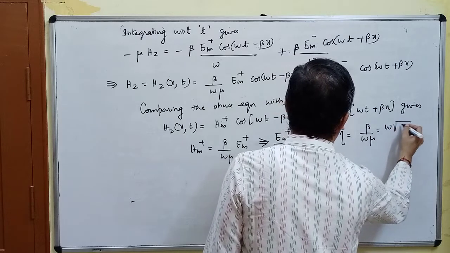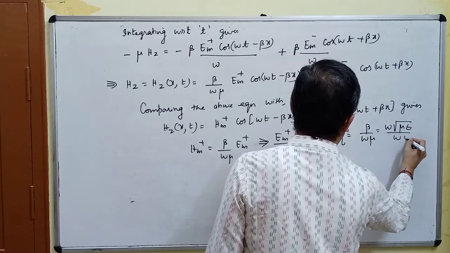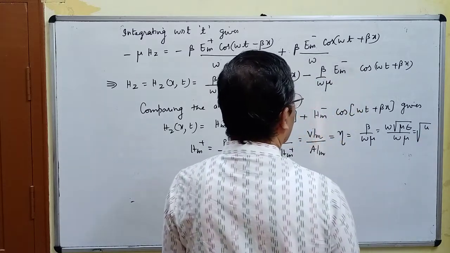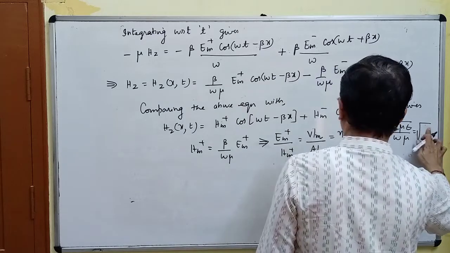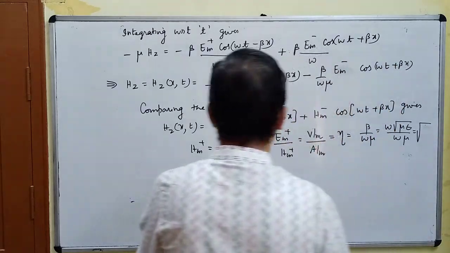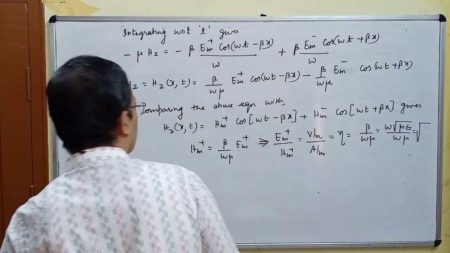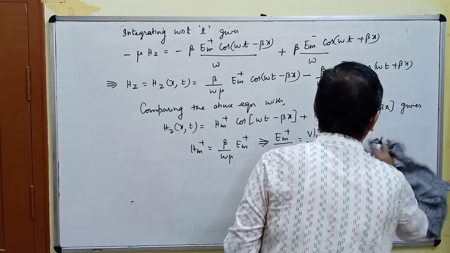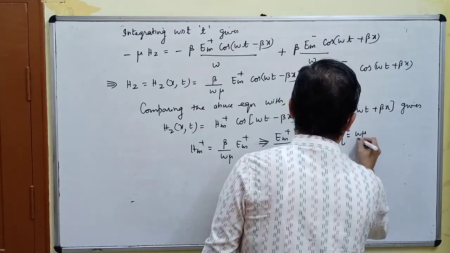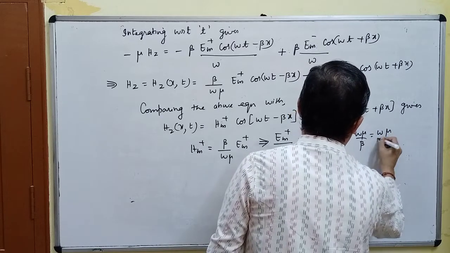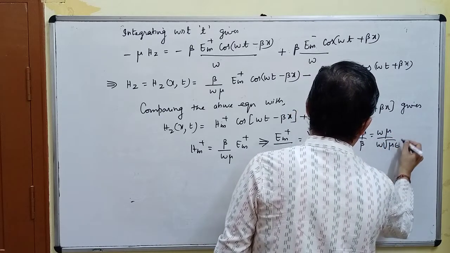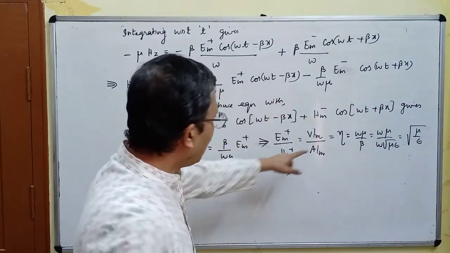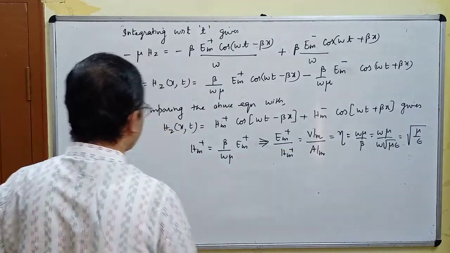What is β? Omega into root of mu epsilon. So ωμ divided by β equals root of mu by epsilon. Here eta is called the intrinsic impedance of the medium.